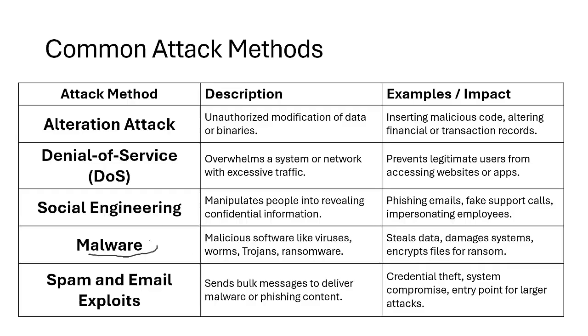Next is called malware. When we're talking about malware, we have malicious software like virus, worm, Trojan, ransomware, targeting a system with the objective of stealing data, damaging the system, encrypting the files. And then finally we have spam and email exploit, where we send a bulk message to deliver malware or phishing content. So these are basically the common attack vectors by which we target the system.